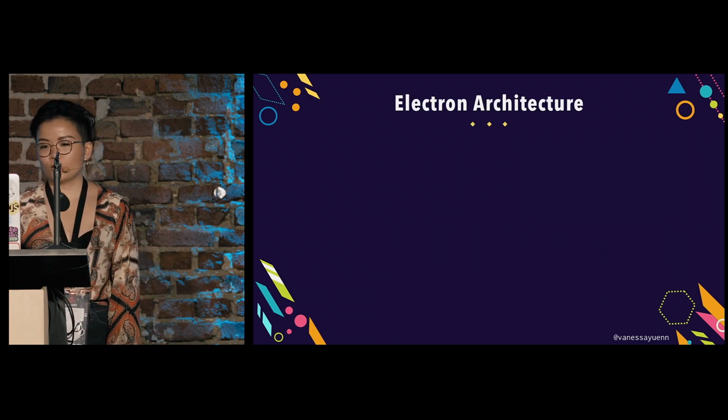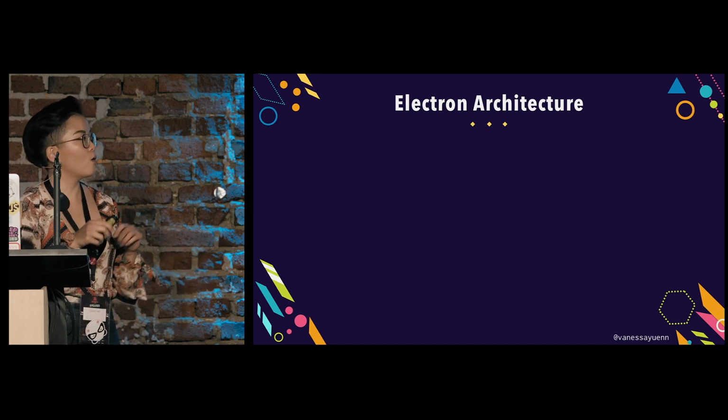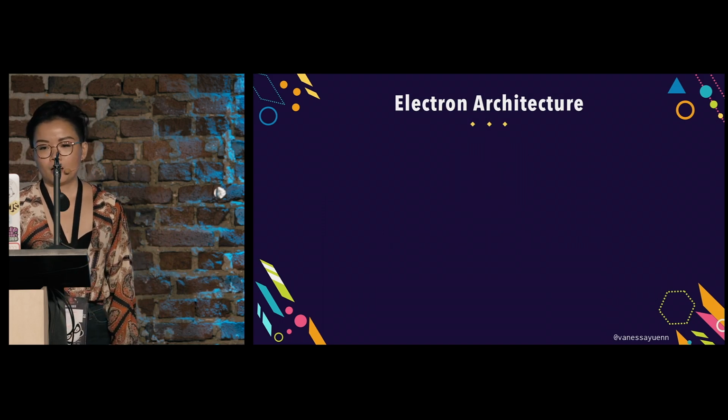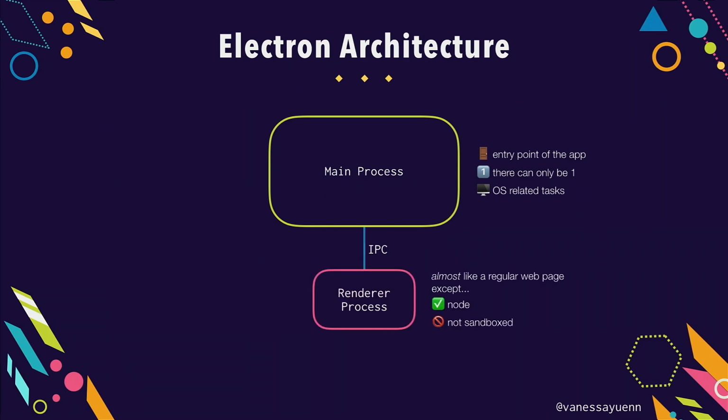OK, so before I can get to that, first we have to talk about the general architecture of an Electron application. The entry point of every single Electron application is the main process. There can only be one, never more. It's your typical node process with Electron APIs, which allow you to do operating system tasks. The main process can display a GUI window by creating a renderer process.